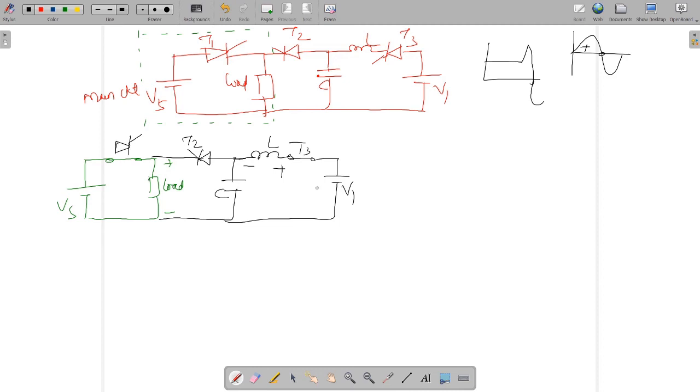It means what? Your entire DC voltage, your entire DC excitation will come across your capacitor, because you know that this inductor is a short circuit. This inductor is a short circuit, so it means your entire voltage will be coming across your capacitor. So now you have a voltage of V1 across your capacitor with the polarity of plus at the top side and negative at the bottom side.